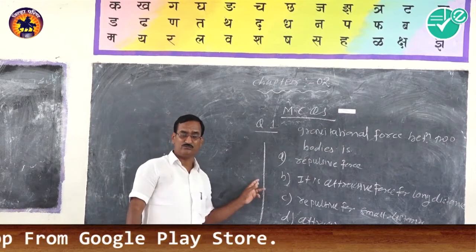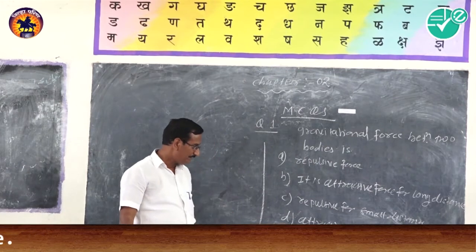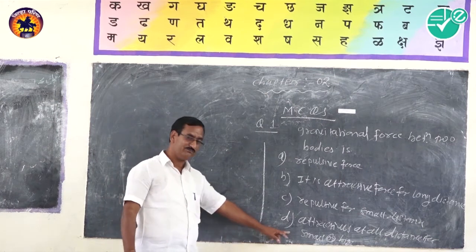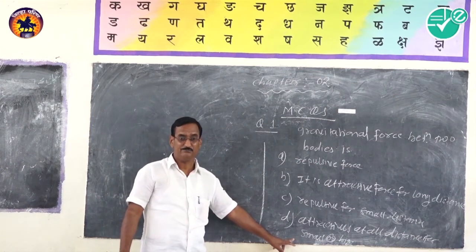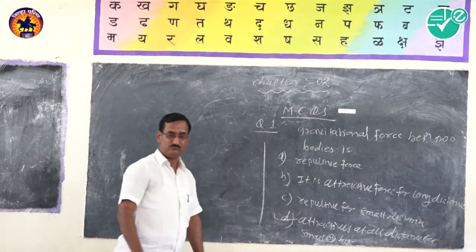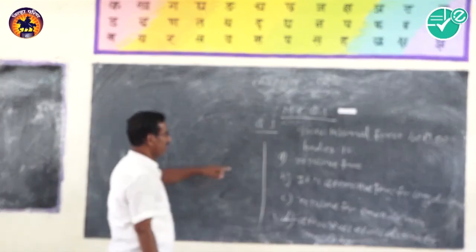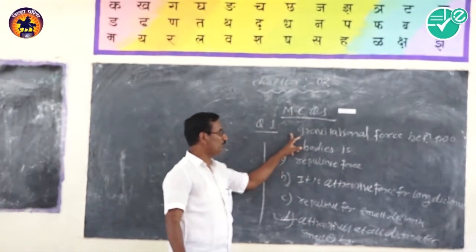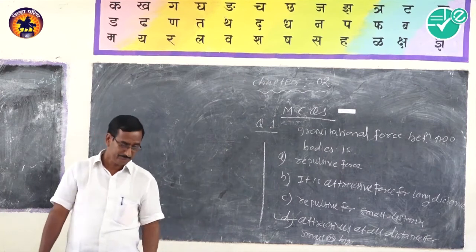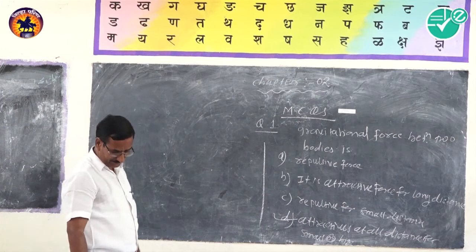From these conclusions, we lead to option D, attractive at all distances for small and big bodies. That is the fourth option, and that is the correct answer to this question. Here the gravitational force between two bodies is attractive for small as well as big bodies.